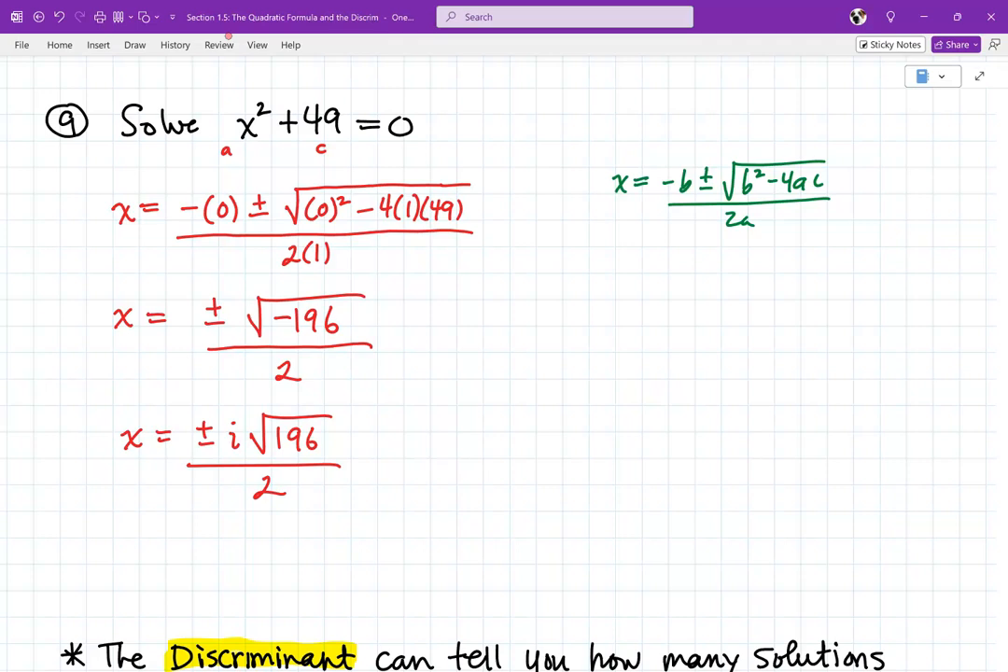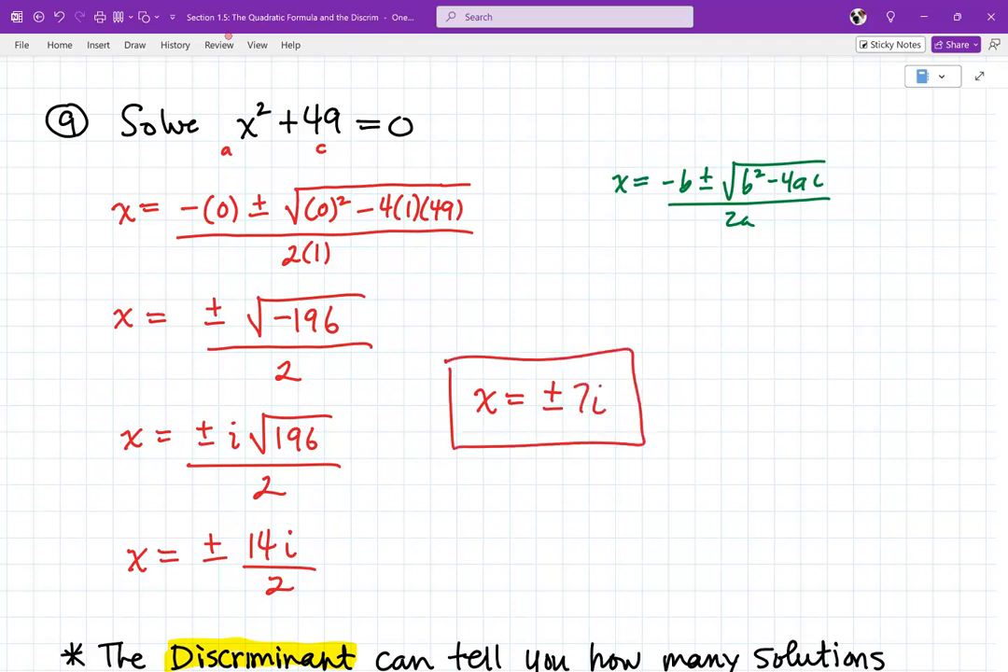What's the square root of a positive 196? It's not 10, and it's more than 10. It's less than 15. It's 14. Okay? So X is equal to plus or minus 14I over 2. Well, what's 14 divided by 2? Oh, we got 7, right? So this is plus or minus 7I. And stop right there. You don't have to do any more. Those are your 2 solutions.